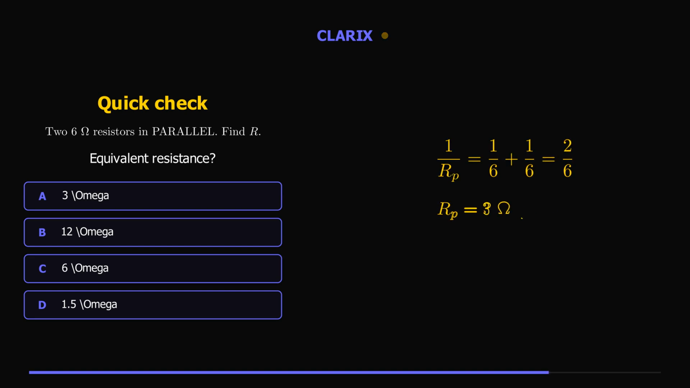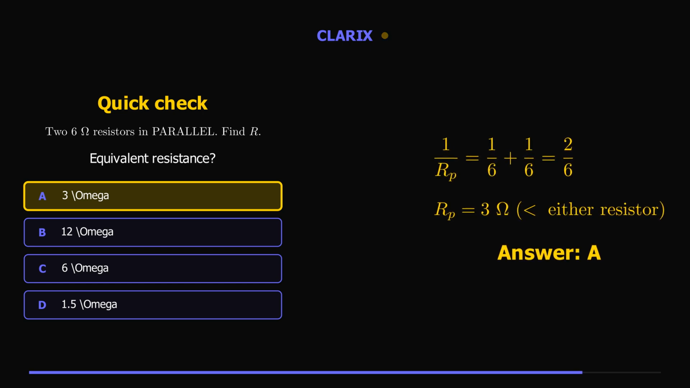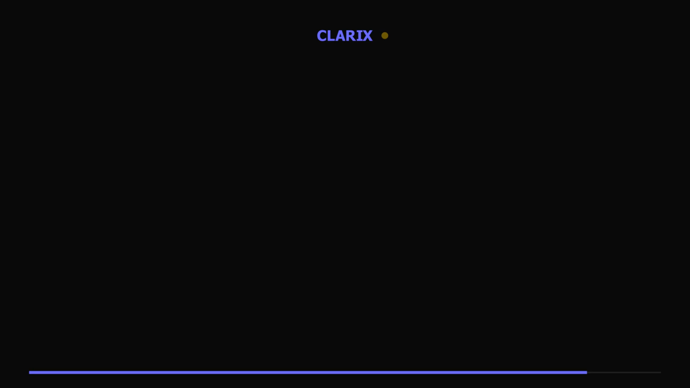Two 6-ohm resistors in parallel. 1 over R equals 1 over 6 plus 1 over 6, which is 2 over 6, or 1 over 3. So R is 3 ohms, half of 6, and less than either resistor, just as parallel always gives. The answer is 3 ohms. Option A.